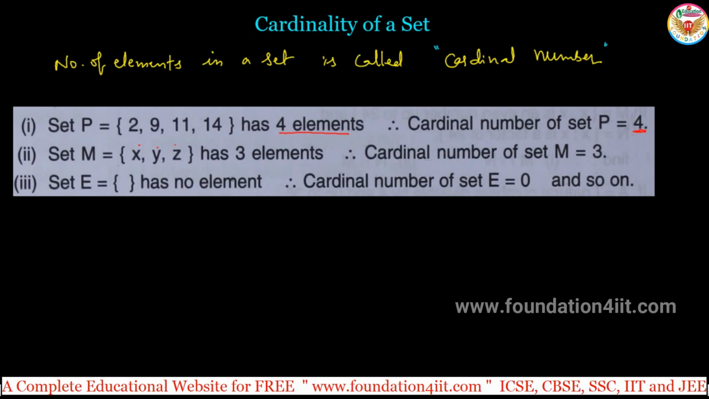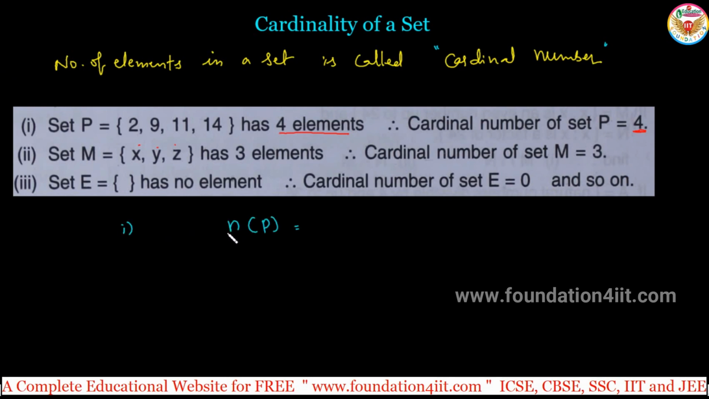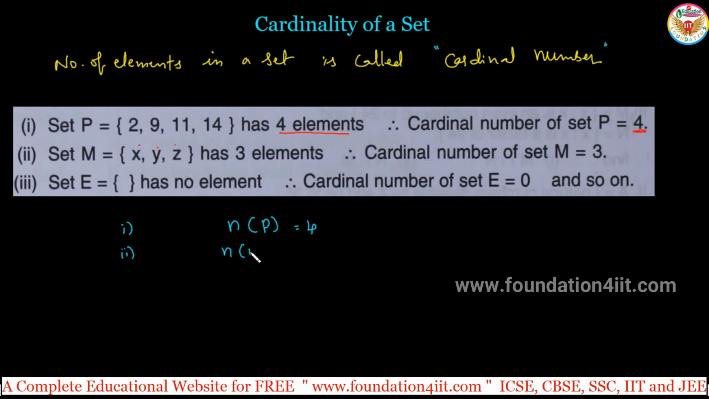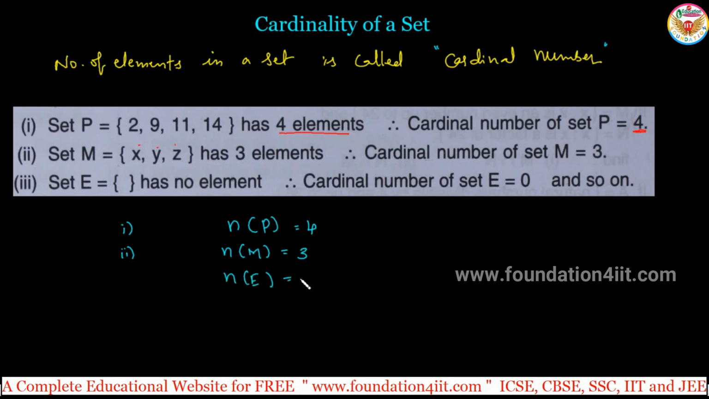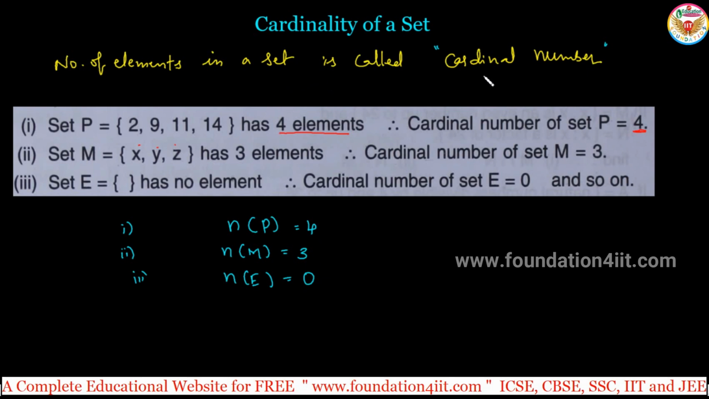We can denote it with a small n. In the first example, n of P, the number of elements in set P, is 4. For the second one, n of M, the number of elements in set M, is 3. Next, the number of elements in set E, the third one, is 0. There are no elements. The number of elements in a set is called the cardinal number, which we can represent like this.